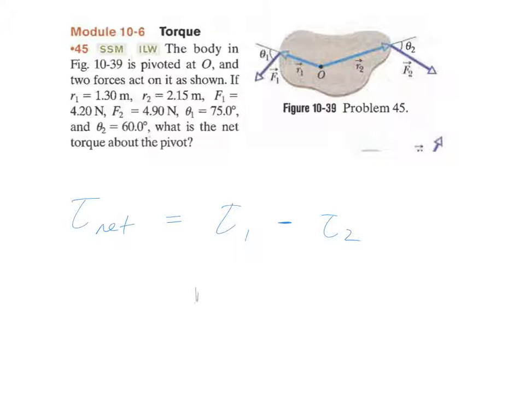Now R is R1, F is F1, and sine theta 1. And then simply the second one, R2, F2, sine theta 2. And that's really it. You're just going to plug in at this point. Plug in R1, R2, F1, F2, and then your angles. Everything's in SI units, no need to change anything at all.